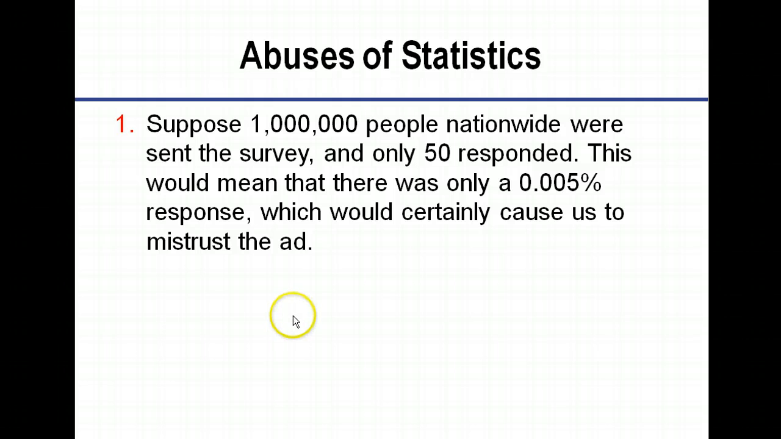So these are some of the examples of the concerns that we might have about this survey. If we weren't given more information, we could hypothesize and say, well, this maybe could have happened. So for example, we could suppose that 1,000,000 people nationwide were sent the survey. Again, we don't know how they chose those 1,000,000 people, but let's just say they did choose 1,000,000 people to send the survey to. And let's say, what if only 50 of them responded?